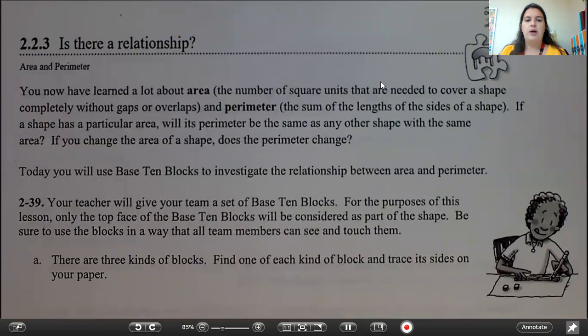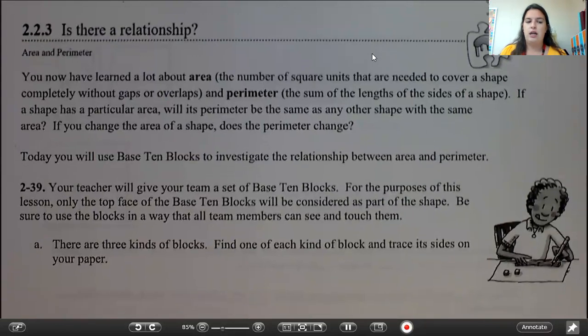You now learned a lot about area, the number of square units that are needed to cover a shape completely without gaps or overlaps, and perimeter, the sum of the lengths of the sides of a shape. If a shape has a particular area, will its perimeter be the same as any other shape with the same area? If you change the area of a shape, does perimeter change? Today you will use base 10 blocks to investigate the relationship between area and perimeter.